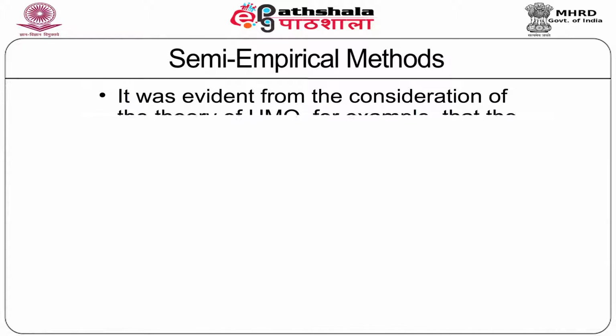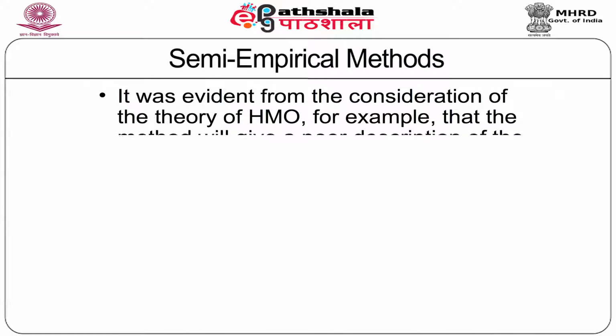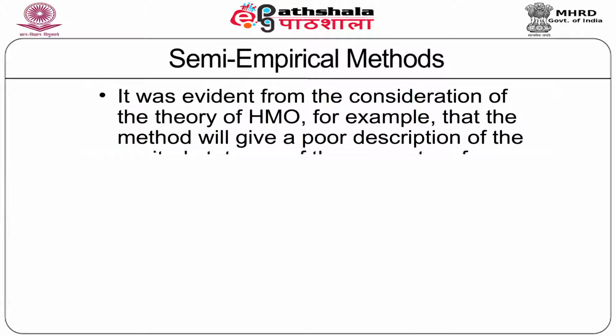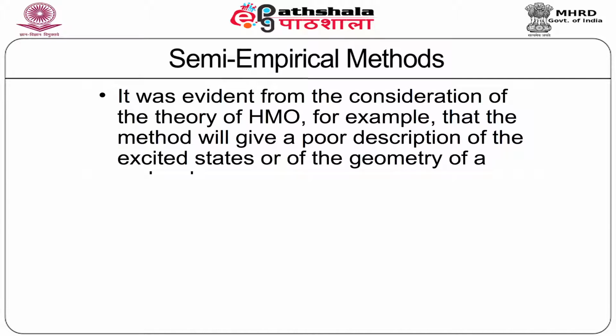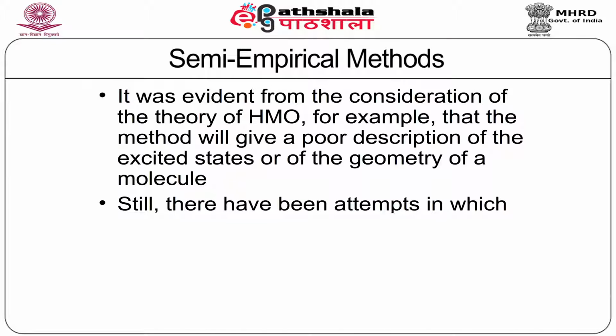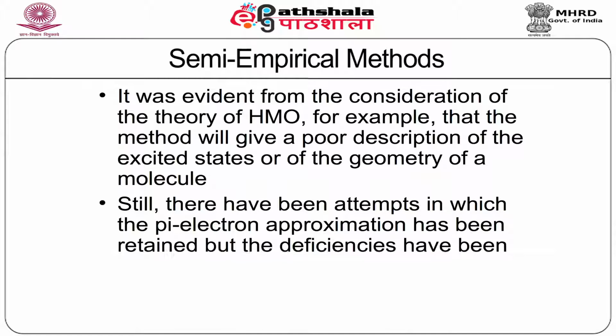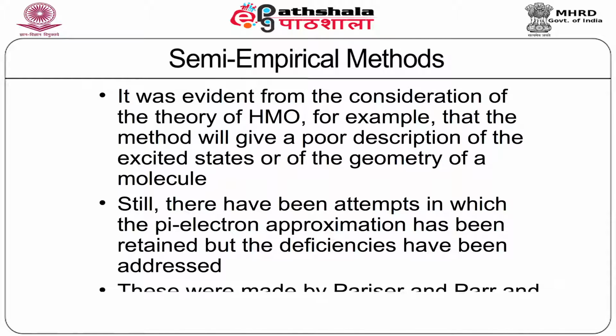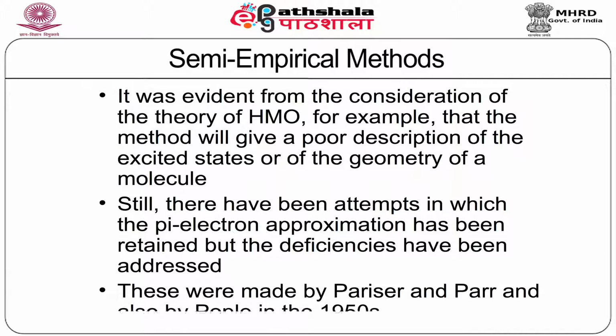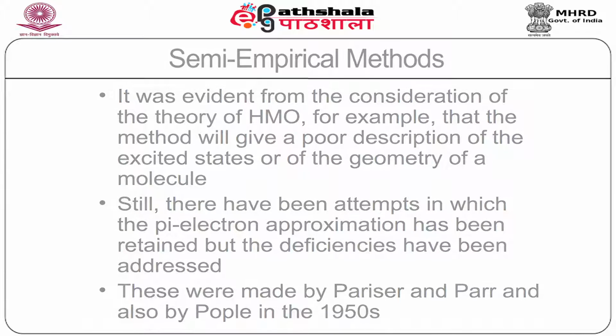However, it was evident from the consideration of the theory of Huckel molecular orbital that the method will give a poor description of the excited states or of the geometry of a molecule. Still, there have been attempts in which the pi electron approximation has been retained, but the deficiencies have been addressed. These were made by Pariser and Parr and also by Pople in the 1950s.